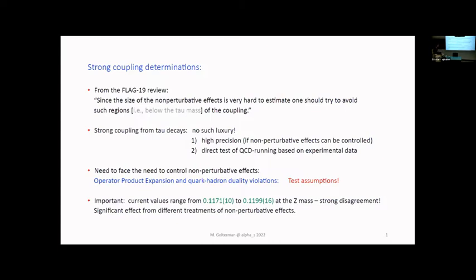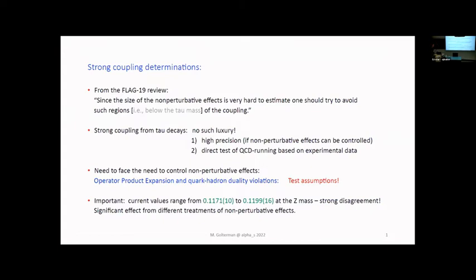So clearly, we need to face the need to control non-perturbative effects. That is basically what all the discussions are about. They are usually talked about as the operator product expansion and hadron duality violations. I don't have to explain what those are anymore because they've been explained in the last 4 talks. And so it's very important to test your assumptions.